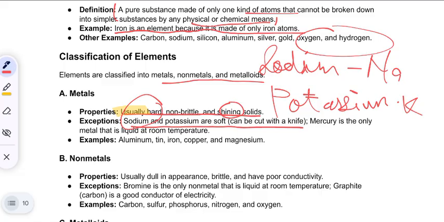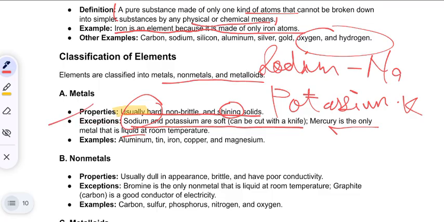So they are so soft. They are a kind of metal, they are not non-metals, but they are not so solid. They are so soft that they can be easily cut with a knife. Now mercury is also a kind of metal, but it is the only metal that is liquid at room temperature. So these are the exceptions.